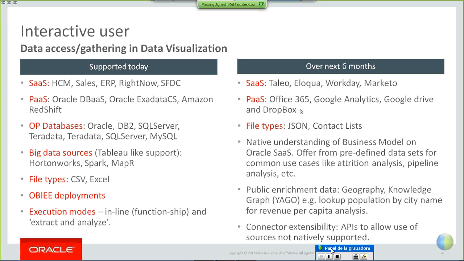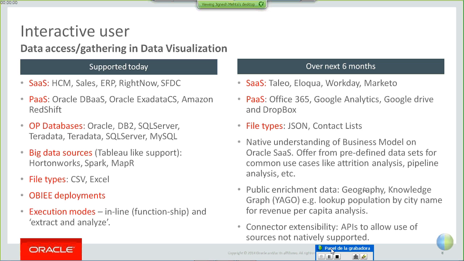Another is platform services from various vendors. So you will see connections to Office 365, Google Analytics, Drive, Dropbox, etc. Then you can leverage them as a data source or publish from those cloud services into BICS. Additional file list, and native understanding of the business model from those Oracle SaaS applications. So when you import or collect something from an Oracle SaaS application, the system will automatically understand the model and objects in those applications. So there will be some application intelligence built into those connectors, right, to help you speed up building analytics.